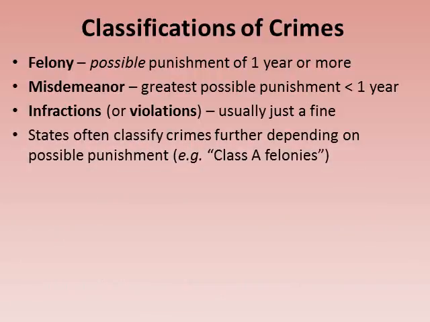Also, each state has its own regime for classifying crimes. And so you might have a situation where a state has taken all its felonies and broken them down into Class A felonies, Class B, Class C, and so on. And most states do some variation on this, and they'll have sentencing guidelines that for a Class A felony, you can be sent to life in prison, but for a Class B, up to 25 years, or a Class C is only up to 10 years, and so on and so forth.